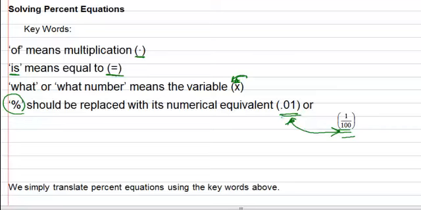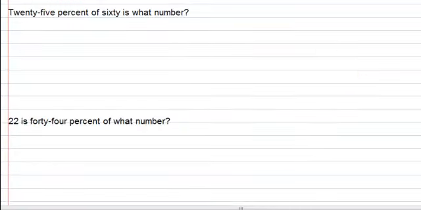When we do these percent equations, we simply translate those equations based on the above key words, and then we simply solve. So let's go ahead and do an example. We have this sentence: 25% of 60 is what number? We're going to start translating this to numbers and symbols.